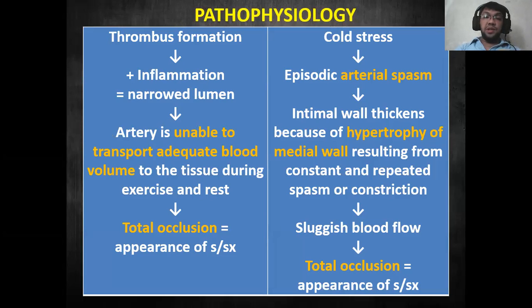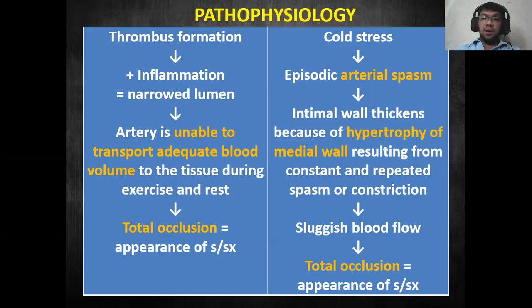Next, in Buerger's disease, thrombus formation can occur due to that plaque that has built up, and that can later on lead to inflammation and a narrowed lumen of the blood vessels. Since the artery is unable to transport adequate blood volume to the tissue during exercise and rest because of that blockage, this will lead to total occlusion, leading to the appearance of signs and symptoms. They will experience lower extremity pain brought about by total occlusion of the arteries of the lower extremities.